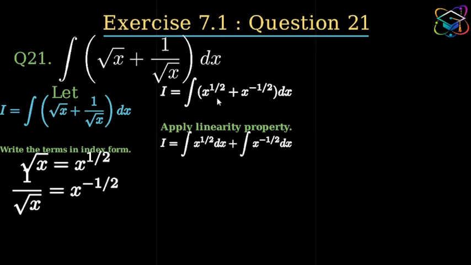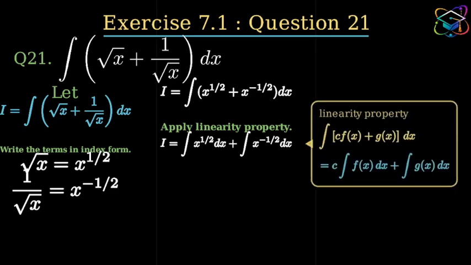Now this integration of x raised to half plus x raised to minus half dx, how do I proceed further? Because these are the two terms, two terms integration has to be split into two separate integrations. So how do we separate in the integration? There is a linearity property. In the linearity property, we can separate. There can be n number of terms here, and many terms we can write as separate integrals.